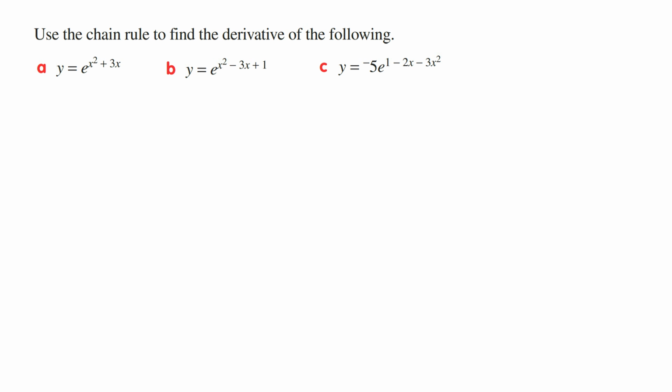Hey guys, in this video I'm going to show you how to use the chain rule to differentiate three exponential functions. Starting with part A, we've got y is equal to e to the power of x squared plus 3x.